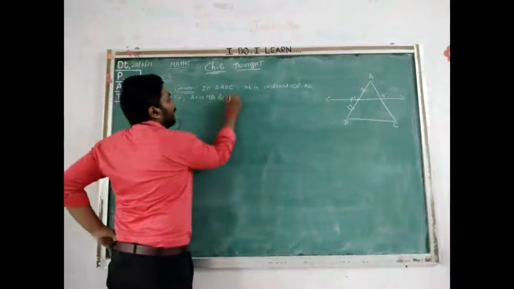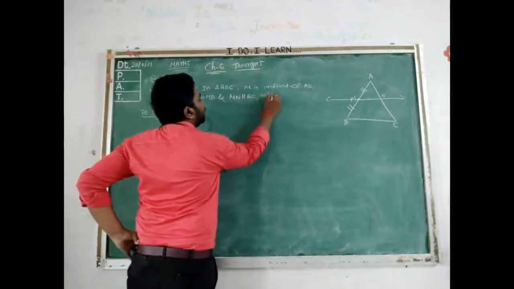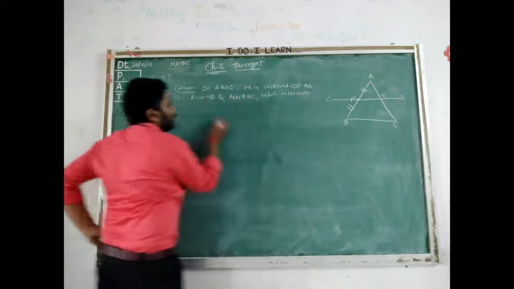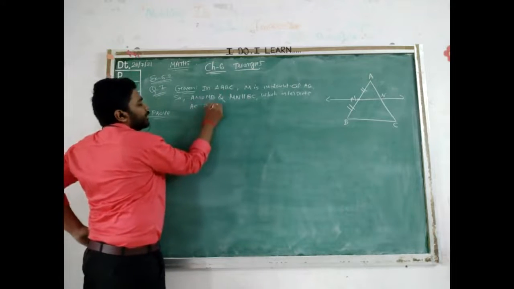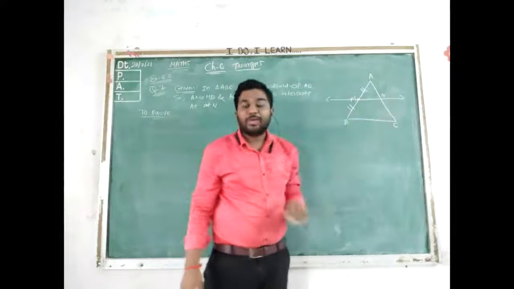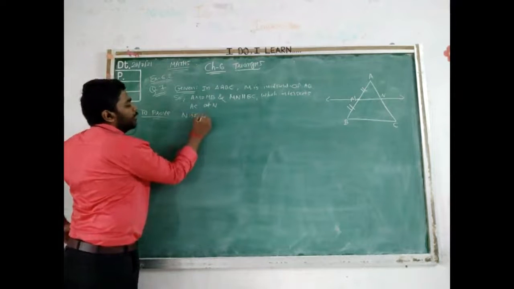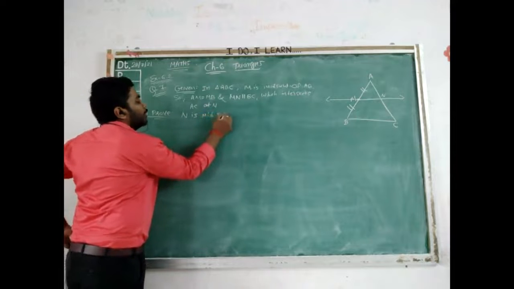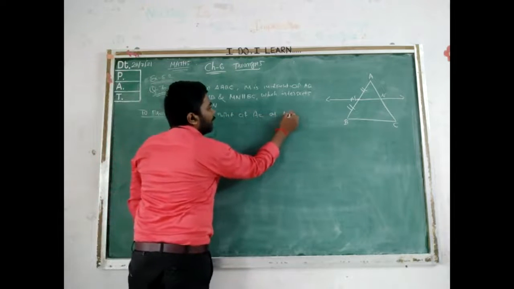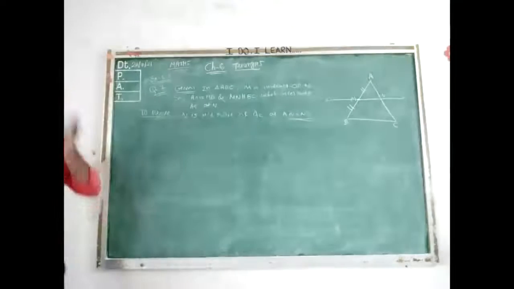And MN is parallel to BC, which intersects AC at N. This is also done. This we have to prove, that is equal, or we can write to prove N is the midpoint of AC, and AN is equal to NC. This we have to prove.